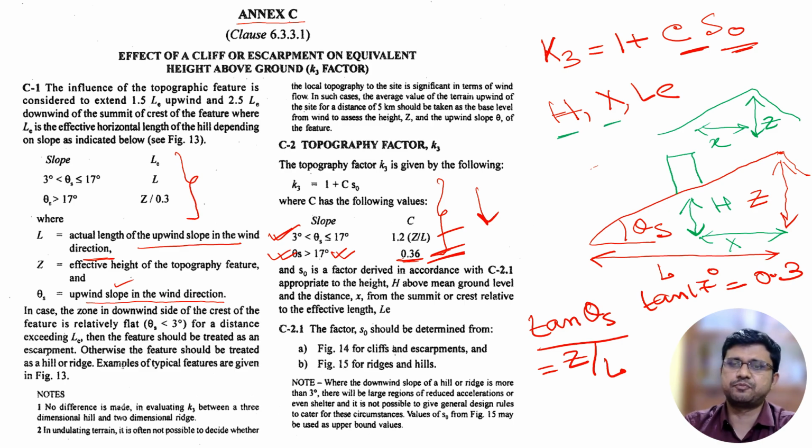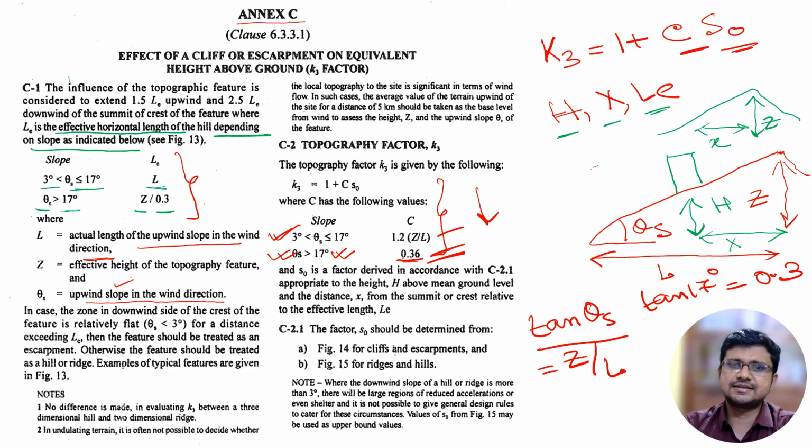Another thing is LE, which is very important. LE is actually the effective horizontal length of the hill depending on the slope as indicated below. Now if our ground slope is in between 3 to 17 degree, at that time LE will be equal to L. If ground slope is greater than 17 degree, then LE will be Z by 0.3. And if it is less than 3 degree, then actually no calculation is required.